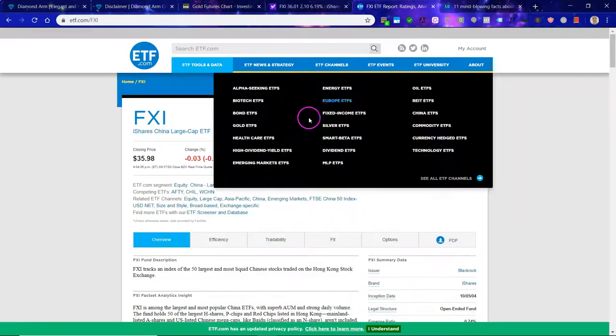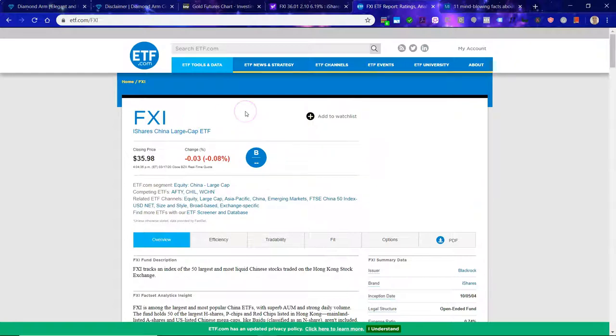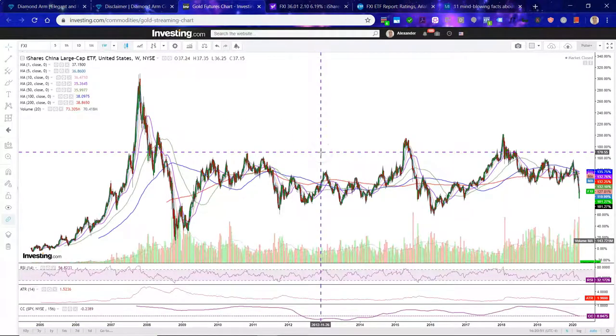We will look at the FXI iShares China large cap ETF. Of course, as of late, China has been a huge topic in the media for obvious reasons.